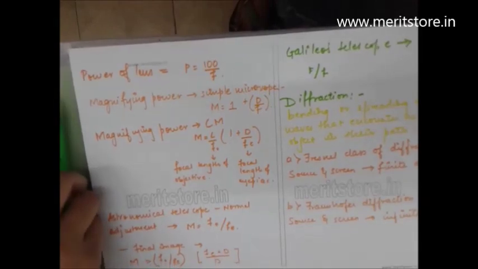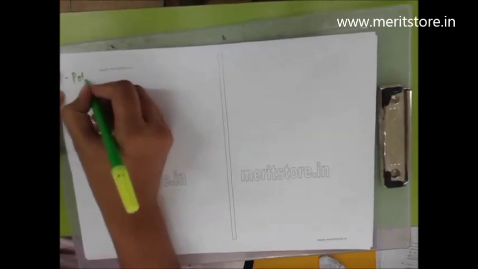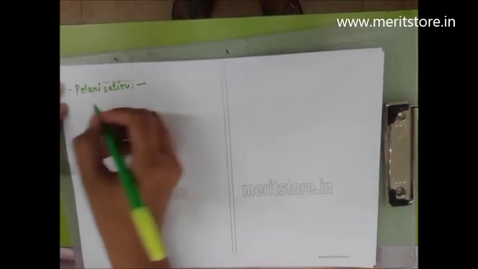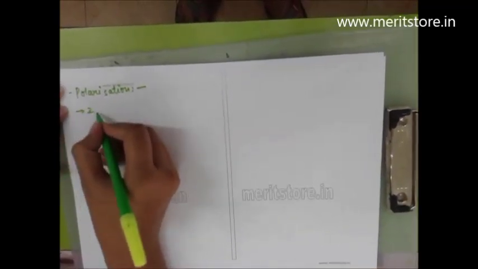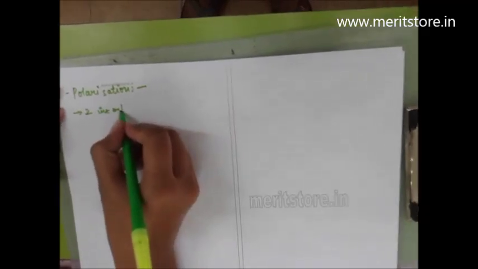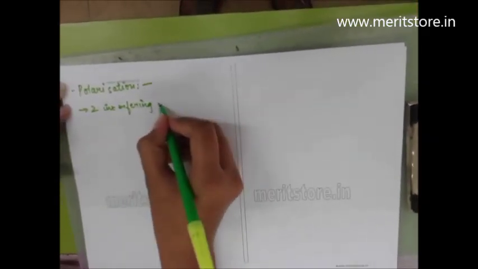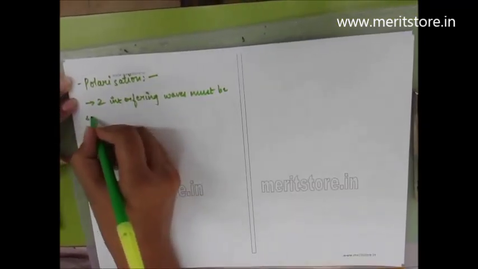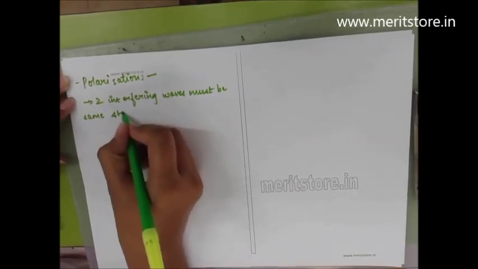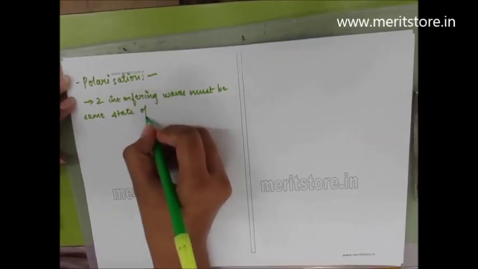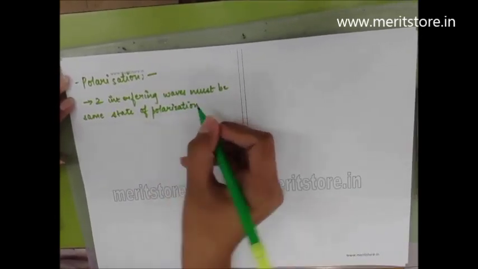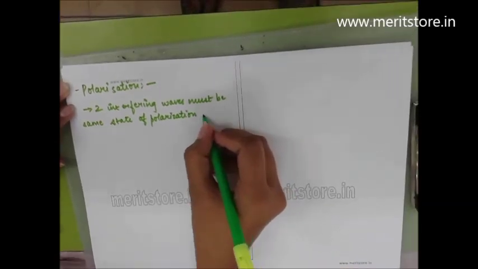Polarization. The polarization of two interfering waves must be same state of polarization, or two sources of light should be unpolarized.